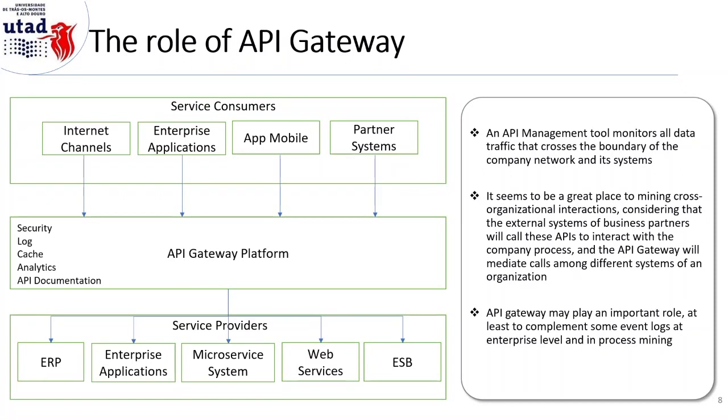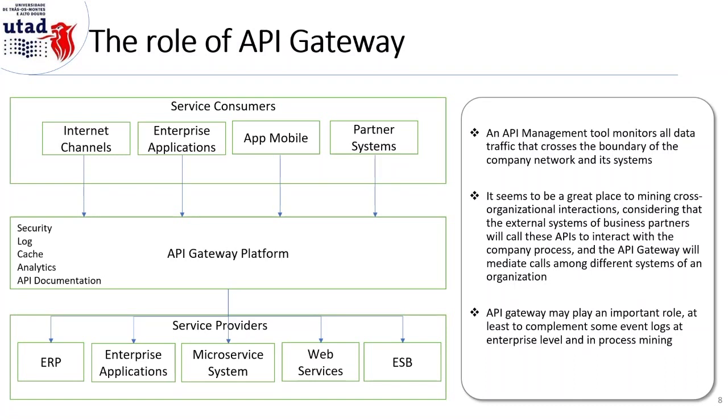Here, I will describe what an API gateway is and its role in the enterprise environment and the solution. An API is an application programming interface that provides communication interfaces for computer programs. An API gateway is an integration tool to expose APIs and connect application systems. It mediates the communication among different applications, providing some non-functional requirements to ensure security, tracing, caching, API documentation, and traffic monitoring analysis. Thus, it centralizes the management of integration between service consumers and service providers and monitors all data traffic that crosses the boundary of the company's network and its systems.